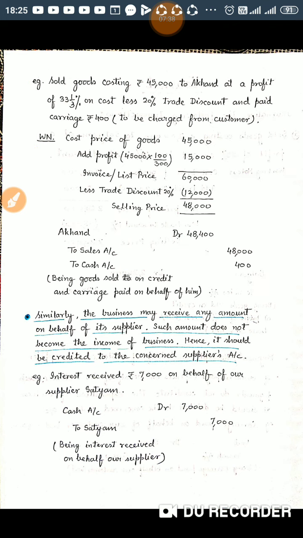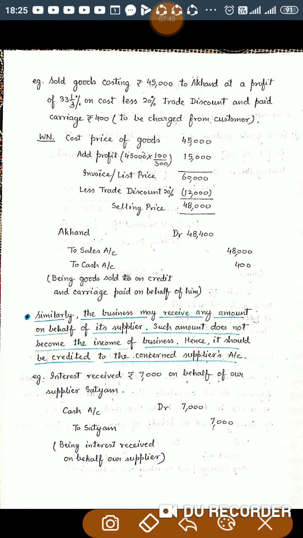So the journal entry will be: cash account debited to sales account, 400. Similarly, another point I'm taking: the business may receive an amount on behalf of its supplier. Such an amount does not become the income of the business. Hence, it should be credited to the concerned supplier account.